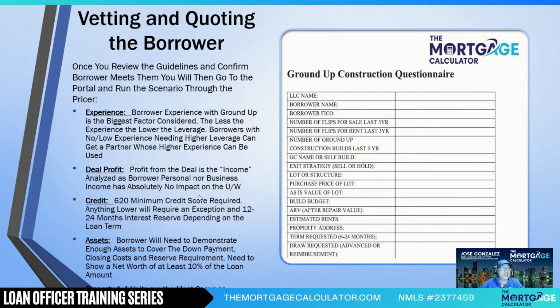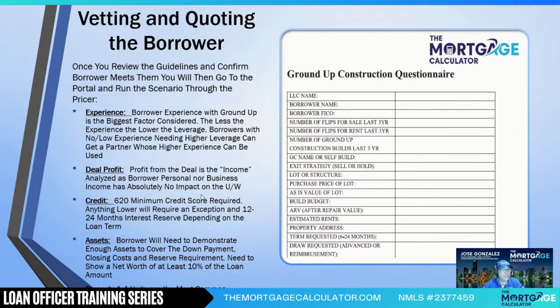Profit from the deal is the income that is analyzed, as the borrower's personal nor business income has absolutely no impact on the underwriting of the loan. None at all. They're going to look at credit, and that's what's going to let them know if the borrower is good for it. They're going to look at the personal financial statement and other factors like reserves, but they're not going to look at the borrower's income. They're going to look at the profit from the deal.